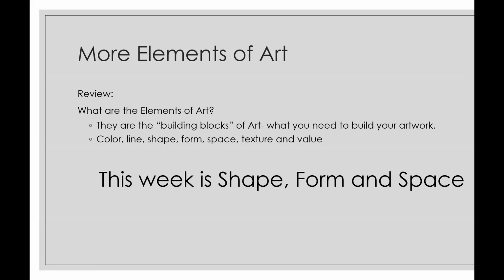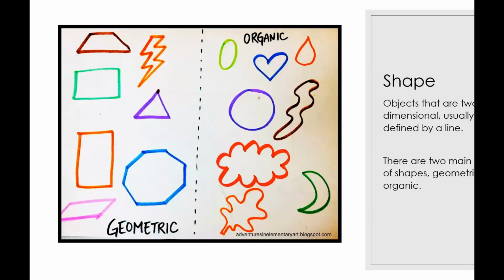Miss Franz. Yes, sir. It's kind of like the structure of art. It is. It is very much like that. So what are we talking about, shapes? Shapes are objects that are two-dimensional, which means they're just flat on a sheet of paper and are usually defined by a line.